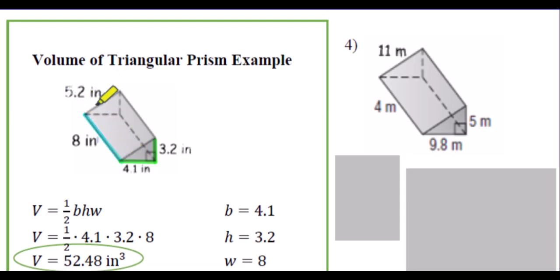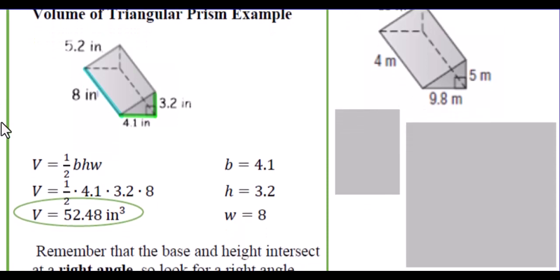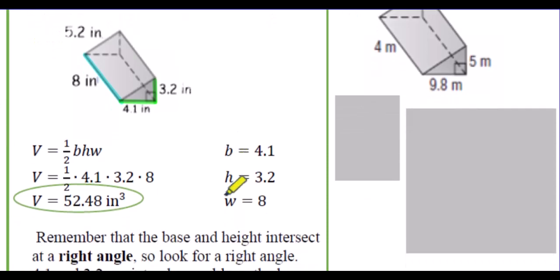We don't need the 5.2 in this case, so we can ignore it. We would need it for surface area, but we don't need it here for volume. So once we identify base, height, and width, we just plug those into the formula. So it's half times 4.1 times 3.2 times 8, which gets us a volume of 52.48 inches cubed.